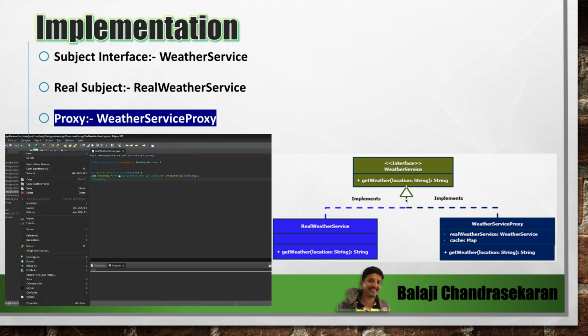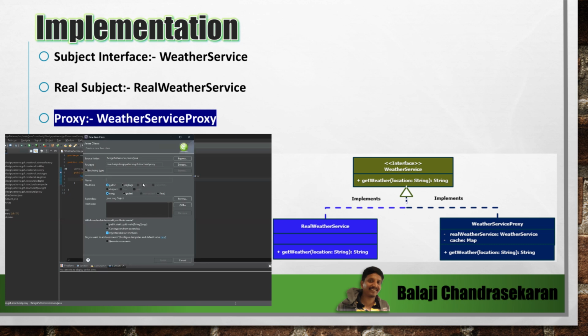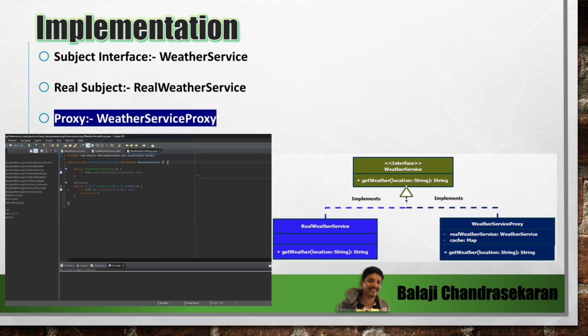Proxy is the object that controls access to the real subject. It implements the same interface as the real subject and holds a reference to the real subject. The WeatherServiceProxy class caches the weather data to avoid fetching it repeatedly from the remote server. It maintains a cache, of Map object type, to store weather data for different locations.